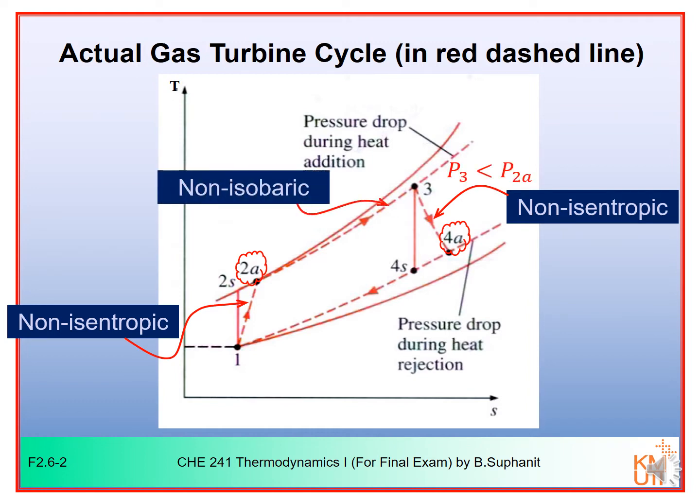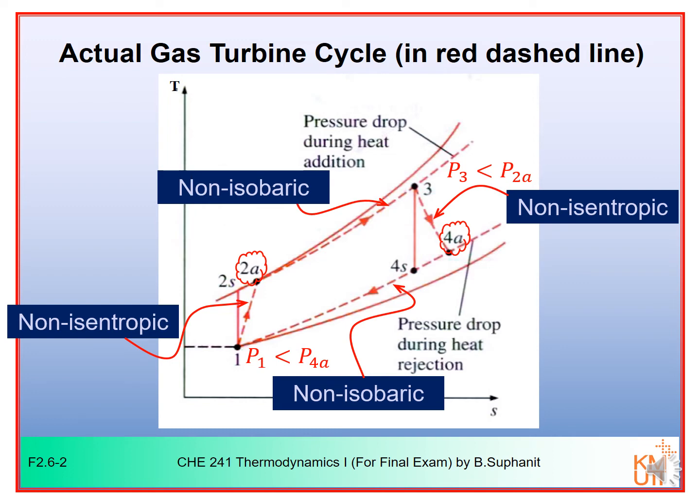As the working fluid flows through the combustion chamber in process 2A3 or cools down in the atmosphere in process 4A1, you can see that we have different kinds of irreversibilities taking place in various processes in an actual gas turbine cycle. When they occur, they can affect the performance of the gas turbine cycle.